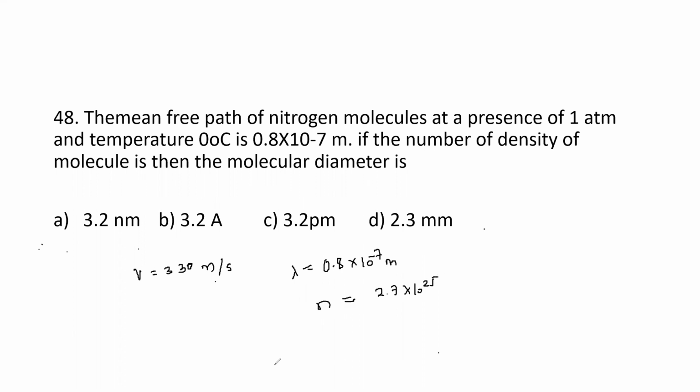Okay, so substituting the value in the mean free path equation, that is lambda is equal to 1 divided by root 2 into pi n d square. We need to calculate the diameter of the molecule. Therefore, diameter d is equal to under root of 1.04 into 10 raised to minus 19. If you substitute all the values and simplify this, diameter d is 3.2 angstrom. That is option B, the right option here.